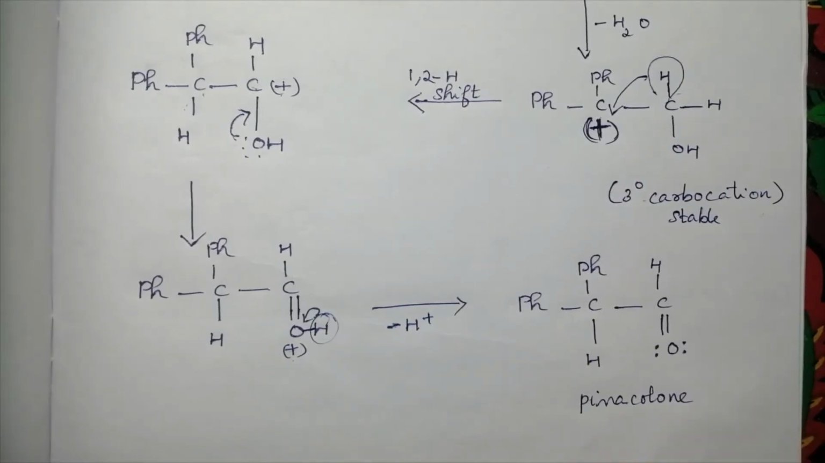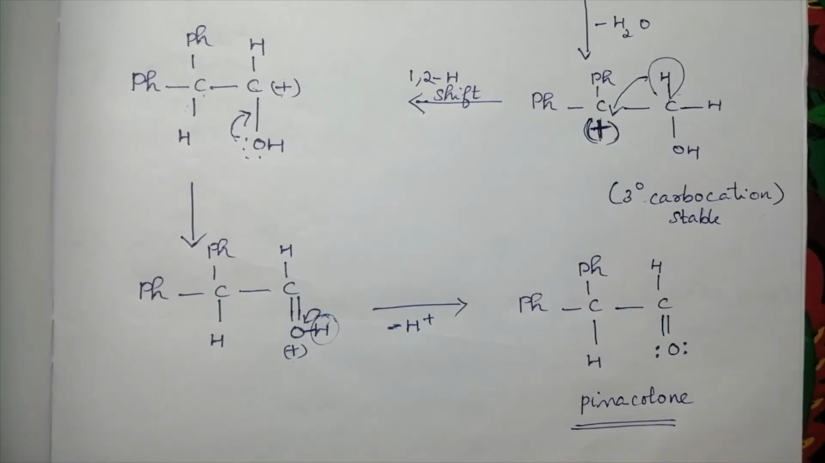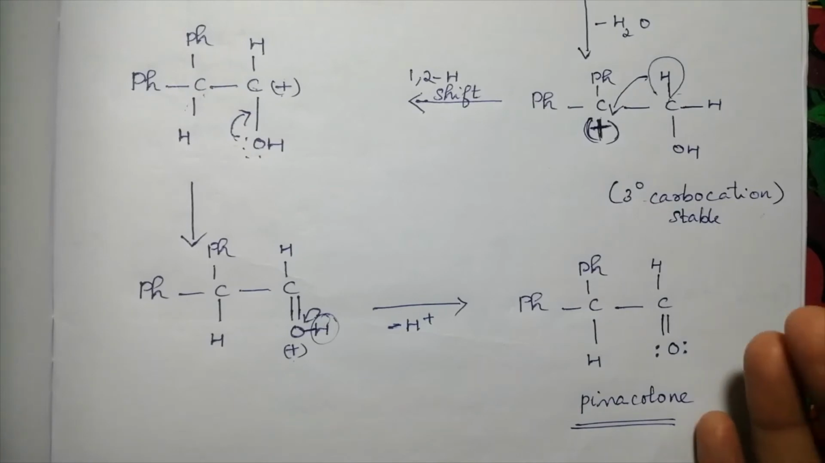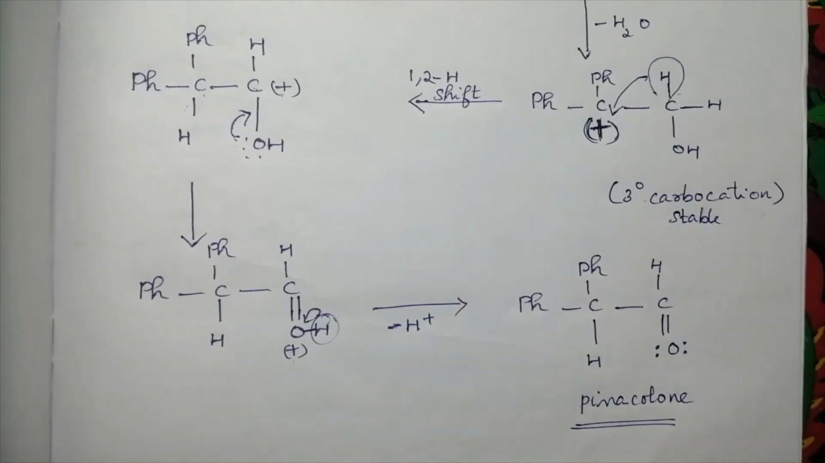Okay. So from that pinacol, we were able to get the pinacolone, and in this case, we had to look into the migratory aptitude to find out where the carbocation should be formed, so that the group having the higher migratory aptitude can have the 1,2 hydride shift in this case.